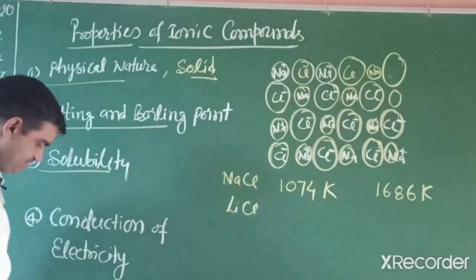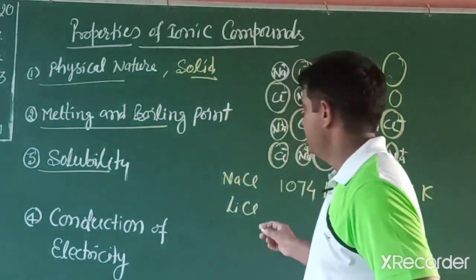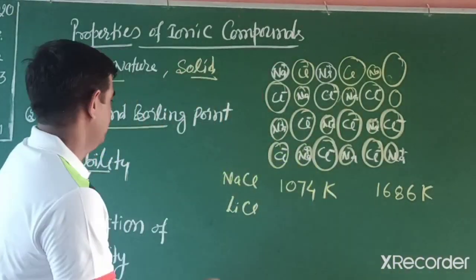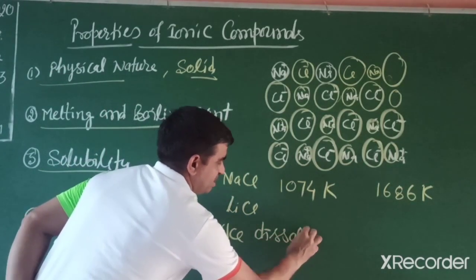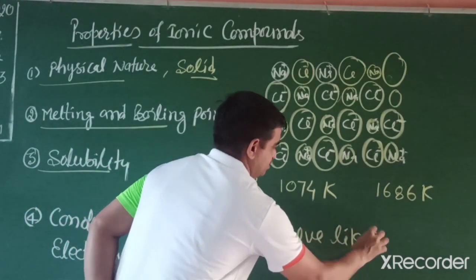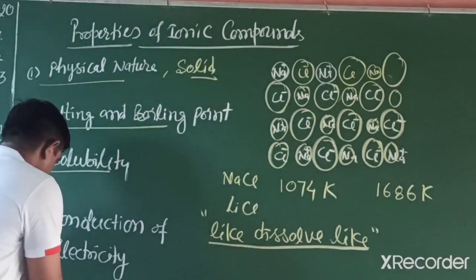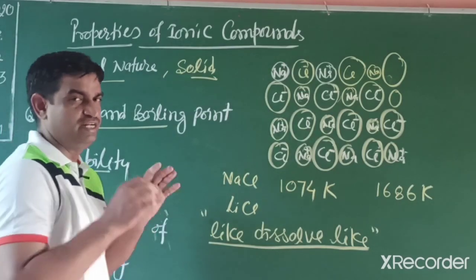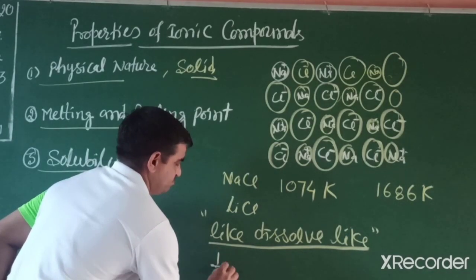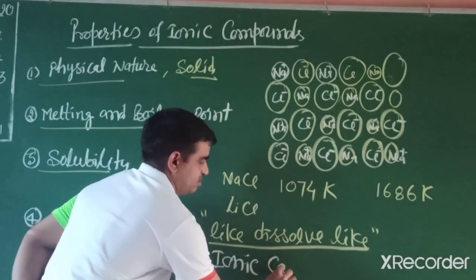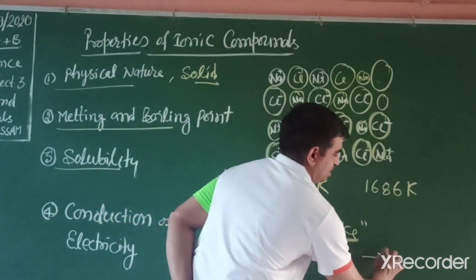The third property is solubility. Students, we earlier discussed the solubility rule: like dissolves like. What do we mean by this principle? It means that ionic compounds are soluble in polar solvents.